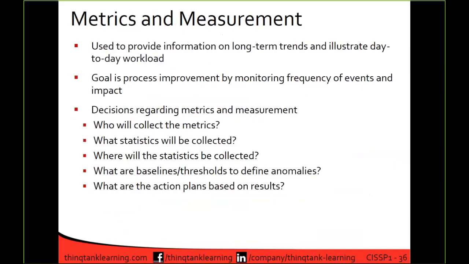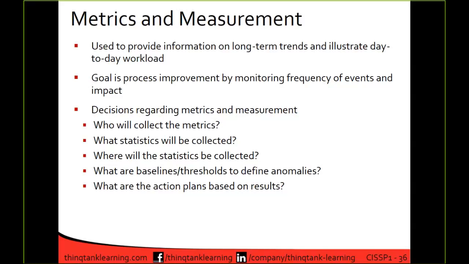All right, metrics, measurements, pretty straightforward. They're used to provide information on long-term trends and illustrate day-to-day workload. The goal is process improvement by monitoring the frequency of events and impact. If you invested a whole bunch of money to mitigate something and you've identified that that risk or that attack keeps happening and you're mitigating that risk, that's a good return on your investment, right? So metrics are a way of essentially measuring the effectiveness of policy, right?